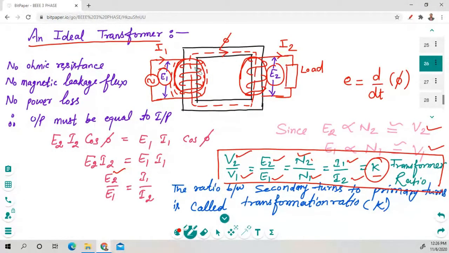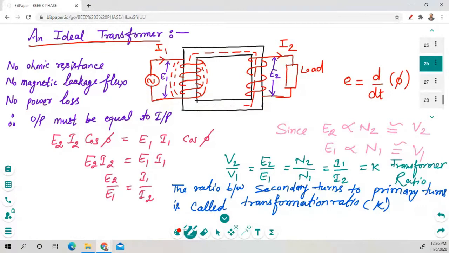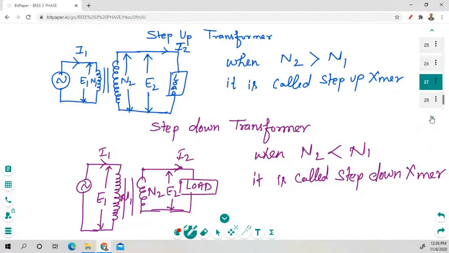Any doubt till now about how we have calculated this transformer ratio? Write in the chat box. Understood? Any doubt till now? Okay, so this is the transformer ratio. Now come to the next step.